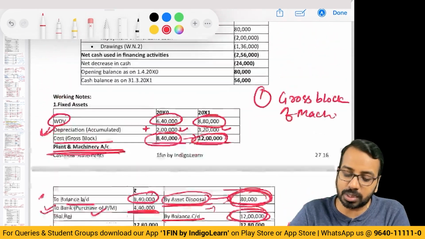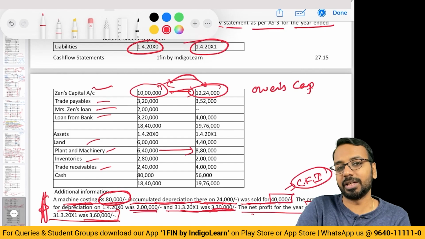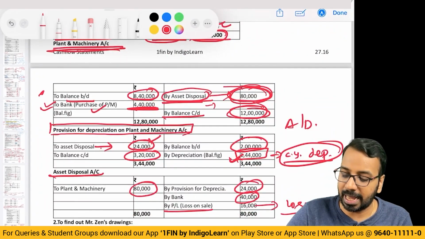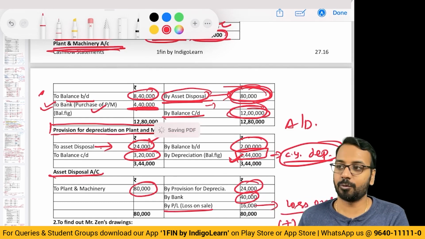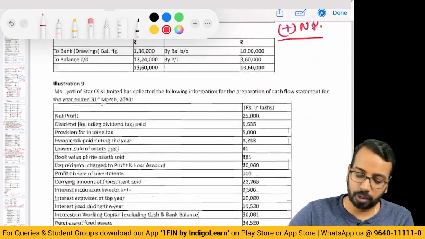Sir, can we calculate loss on sale directly? Yes, you can calculate. 80,000 minus 24 minus 40 will give you loss on sale. So that also can be done. Now this loss on sale has to be added to the net profit while calculating cash flow. Right? Okay. So how do we do?